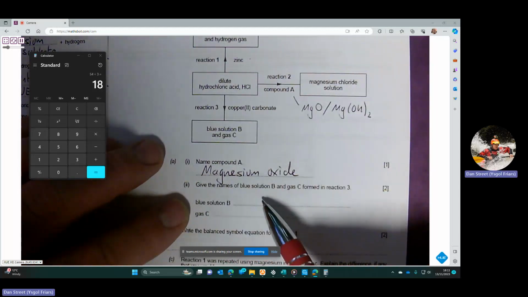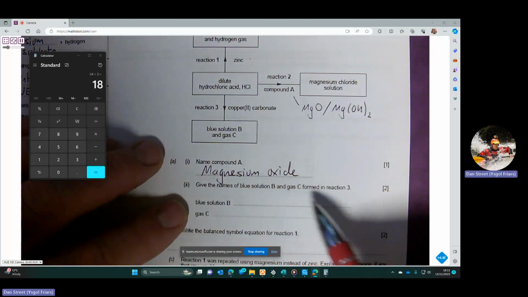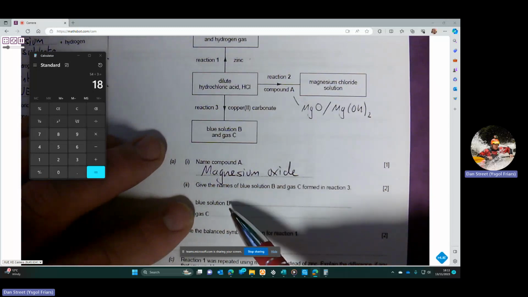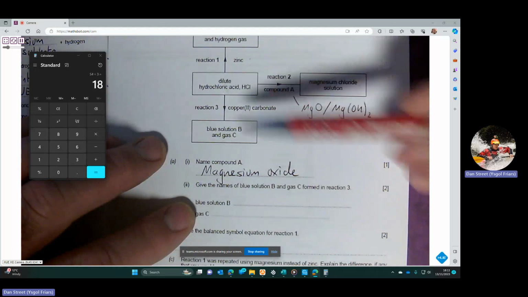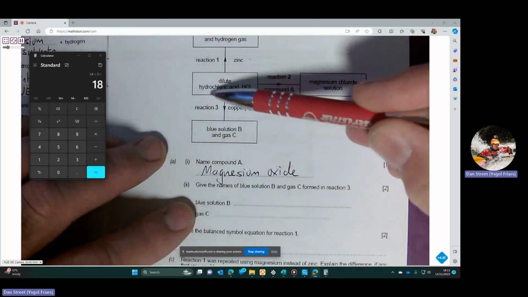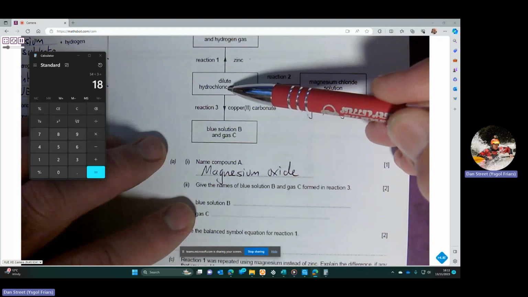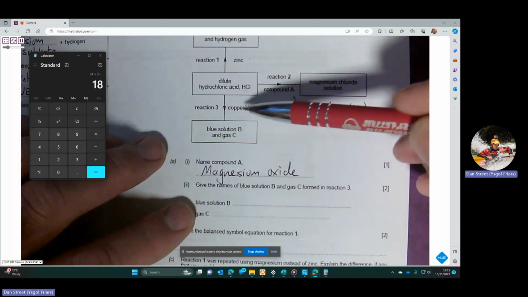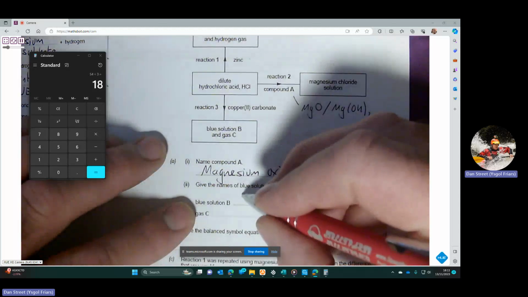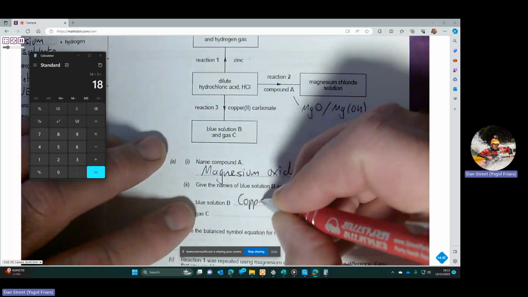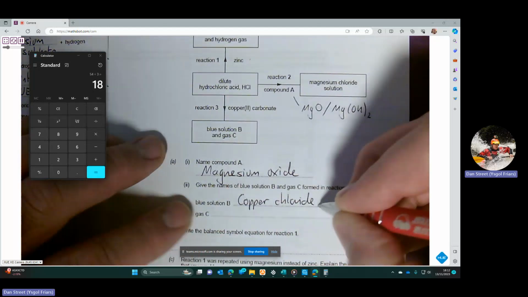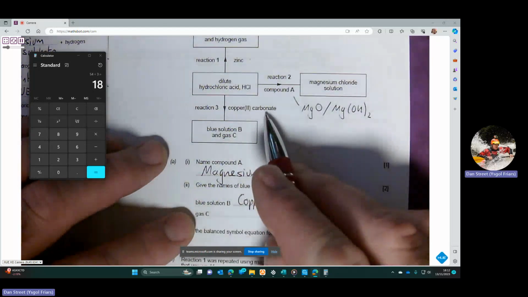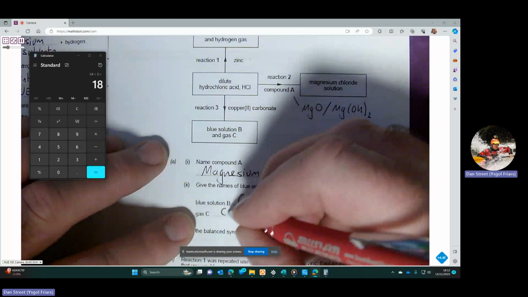Give the name of the blue solution B and gas C formed in reaction 3. So the solution, we've got copper reacting with hydrochloric acid. So hydrochloric acid produces chloride salts, and the metal in the particular chloride salt is copper. So the blue solution is copper chloride, which you've produced yourself in one of the reactions we've done. And the gas C, well, because it's carbonate, then we know that to be carbon dioxide.